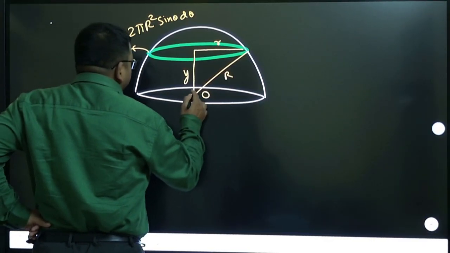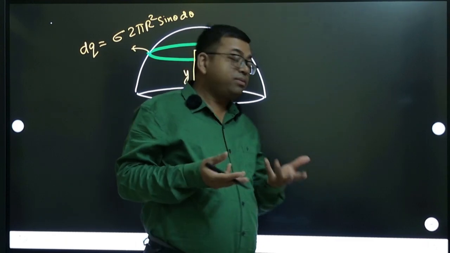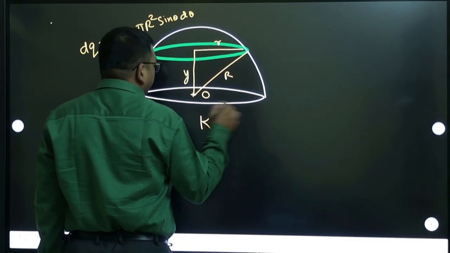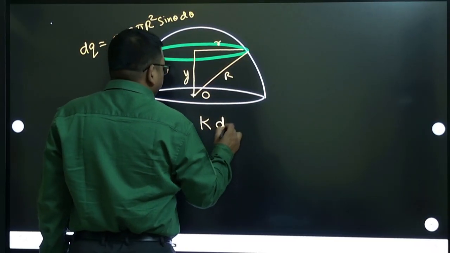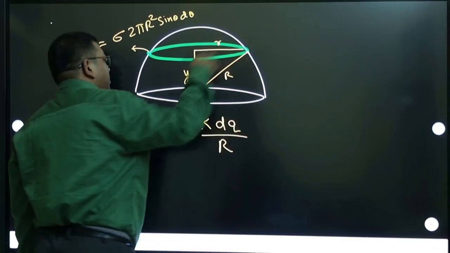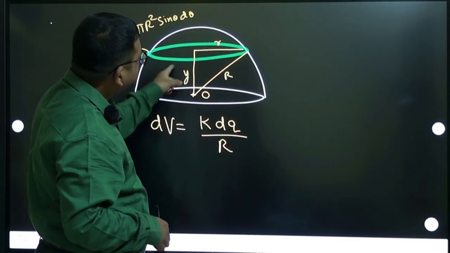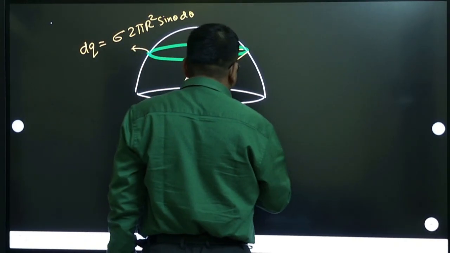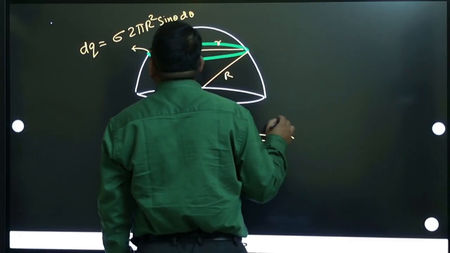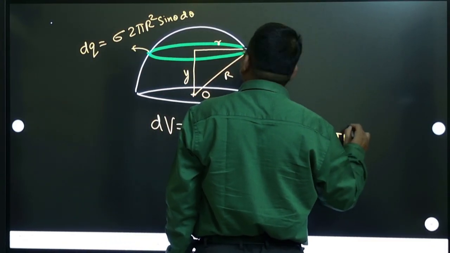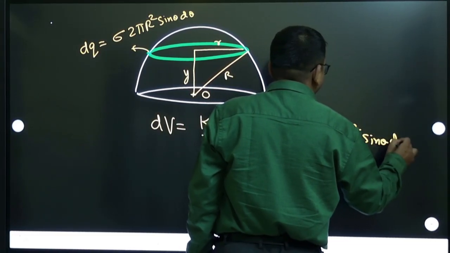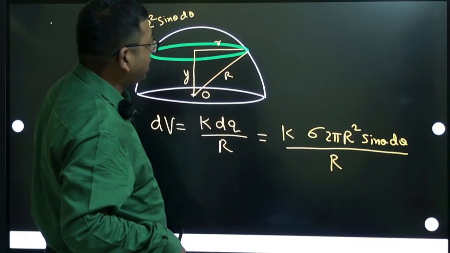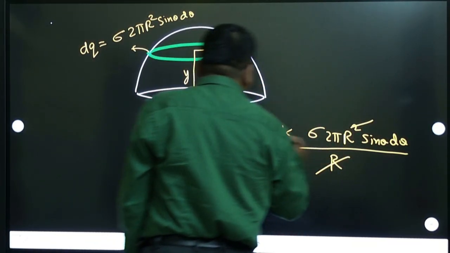Now, remember the potential formula: what is the potential due to a ring on the axis? Small potential is k q by r, and for r you write this radius, because every point on the ring is equidistant from the axis. So k q by r. Let us do the calculation. K is constant. Substitute dq: sigma 2 pi r square sin theta d theta divided by this capital R. Very easy calculation. R is going away; constant terms come out.